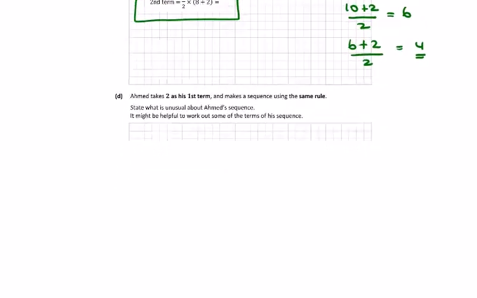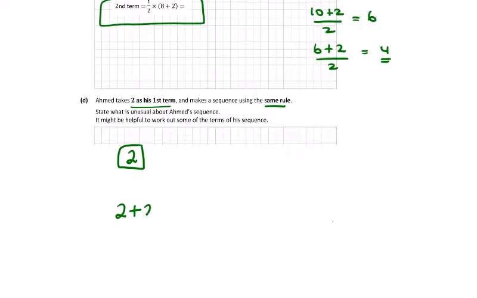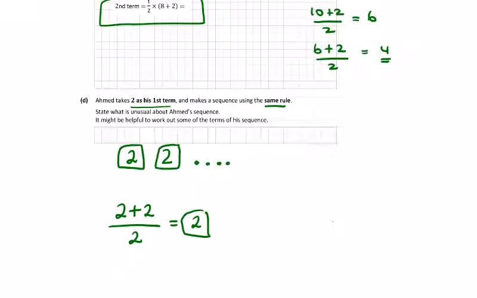Then we come down to Ahmed. He takes 2 as his first term and uses the same rule. So 2 is even, it's the first term. So what do we do? When it's even, just double check again, we add 2, divide by 2. 4 divided by 2 is 2. Second term is 2, so what's going to happen here? It's not going to change, is it? It's just going to keep on being 2. 2 all the way. What's unusual is that the sequence just has the same numbers all the way through for Ahmed.